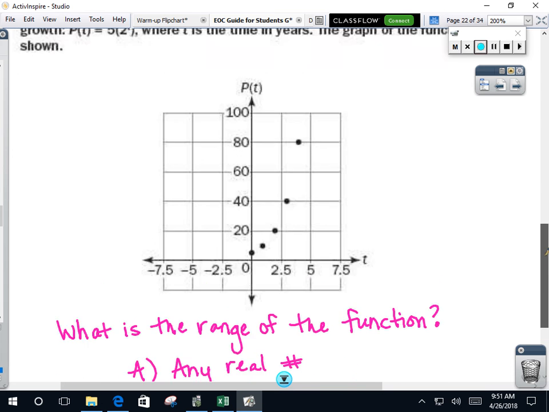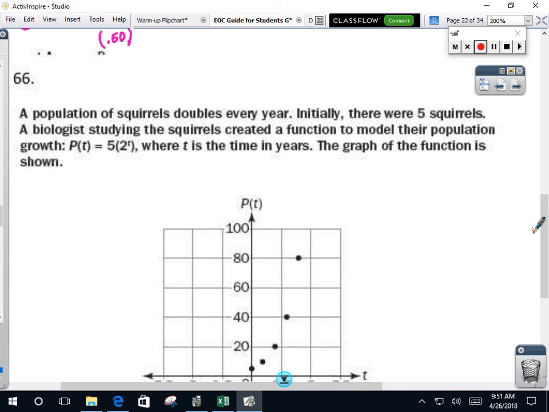Okay, the question says, a population of squirrels doubles every year. Initially, there were 5 squirrels. A biologist studying the squirrels created a function to model their population growth. P of T for population after T years equals 5 times 2 to the T power. Remember, 5 is first because that's how many squirrels they started the study with. Then they multiply that by 2 because they're doubling every year, and then to the T power for time and years. The graph of the function is shown.